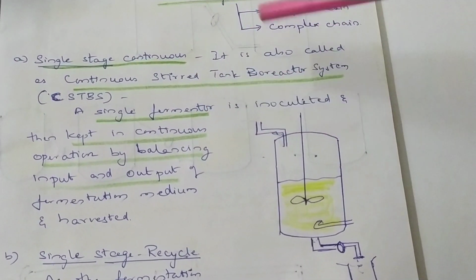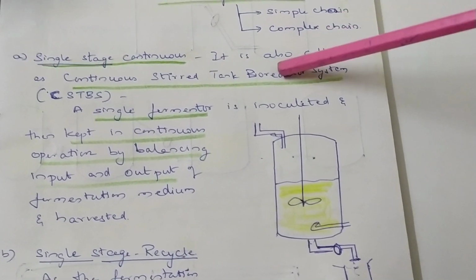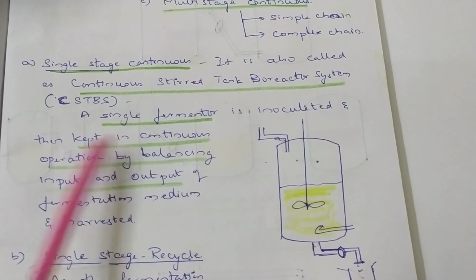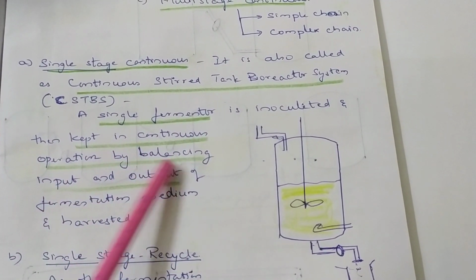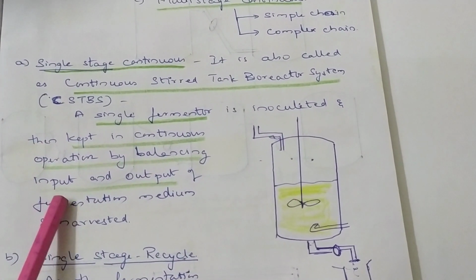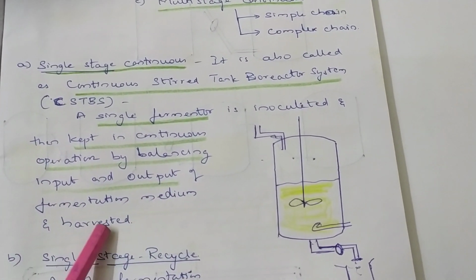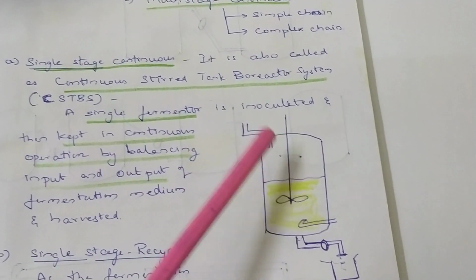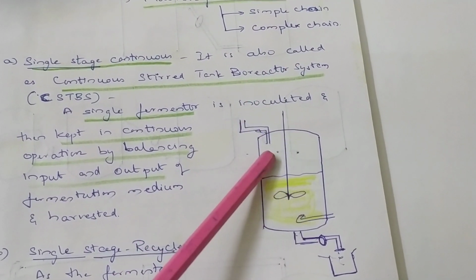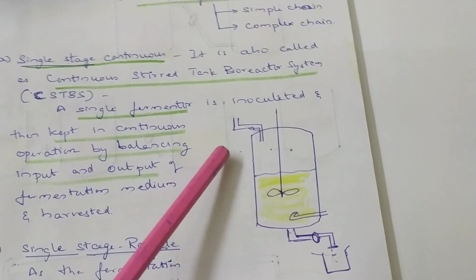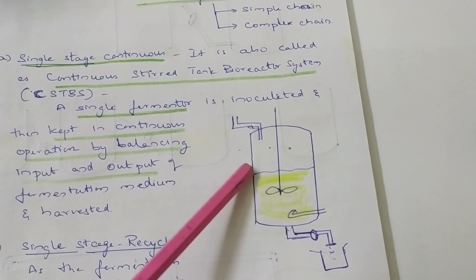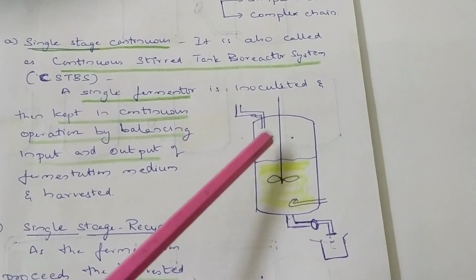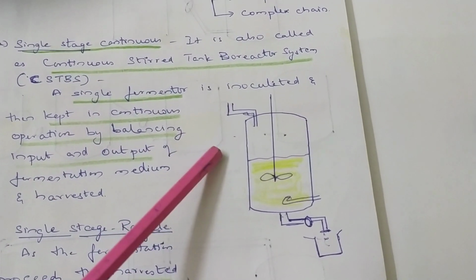One of them is called single stage continuous. Very simple. This is a bioreactor called a continuous stirred tank bioreactor. A single fermenter is inoculated with the medium, and continuous operation goes on, balancing the input and output of the fermentation medium. That's all. Nothing much great about it. You just have to bring a continuous fermentation process. It's very similar to the batch, but it's a beginner of continuous because it shows the addition of fresh medium and all. You call it continuous. So it's similar to the first one you have studied.